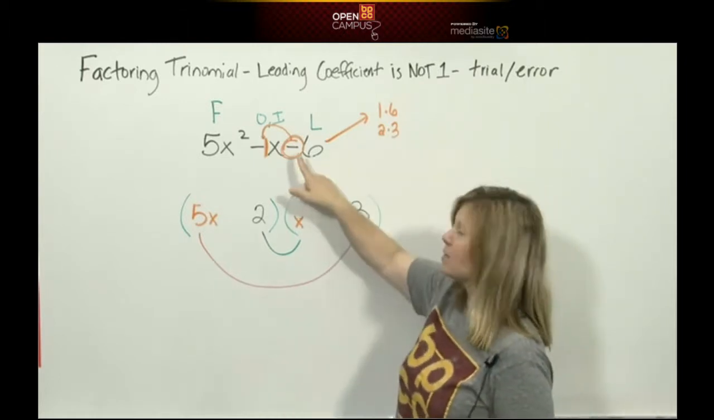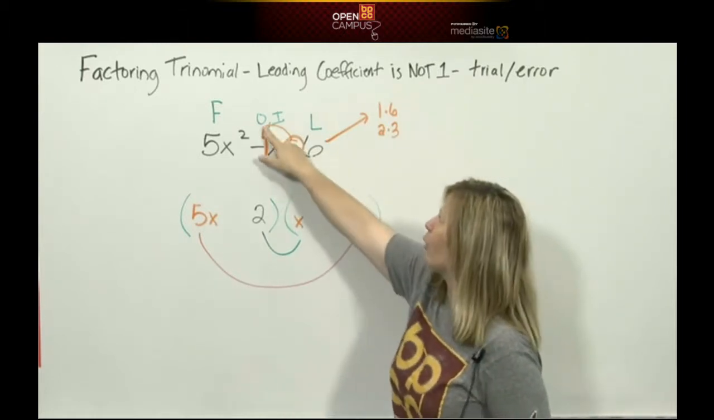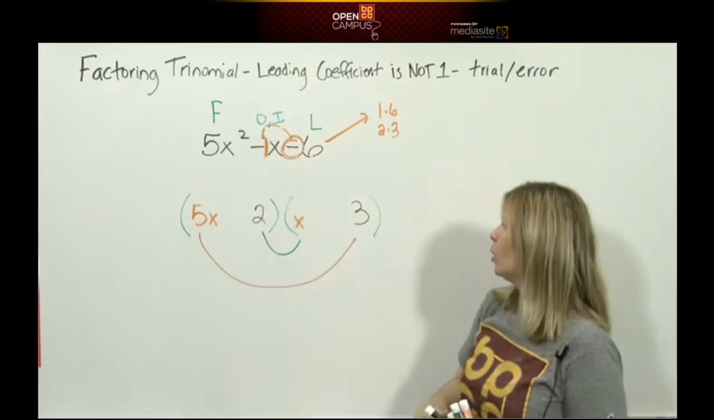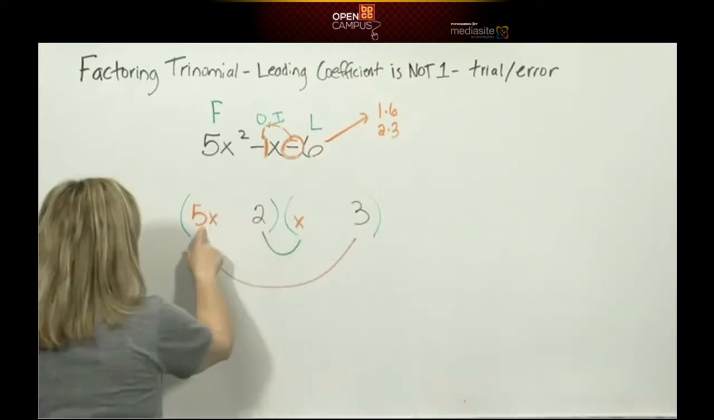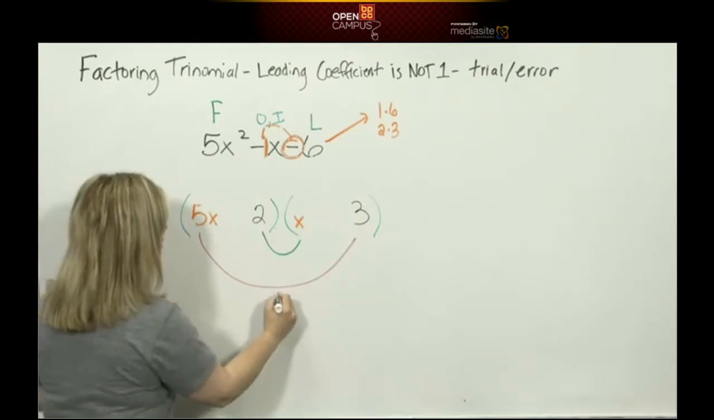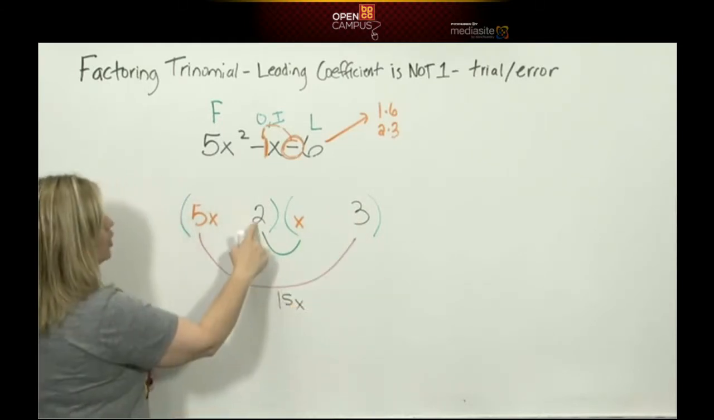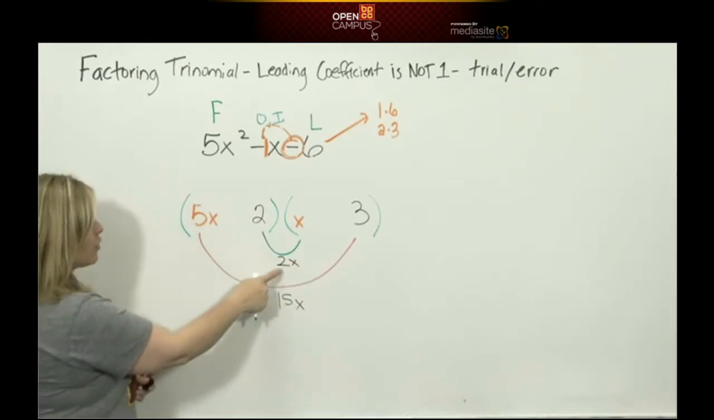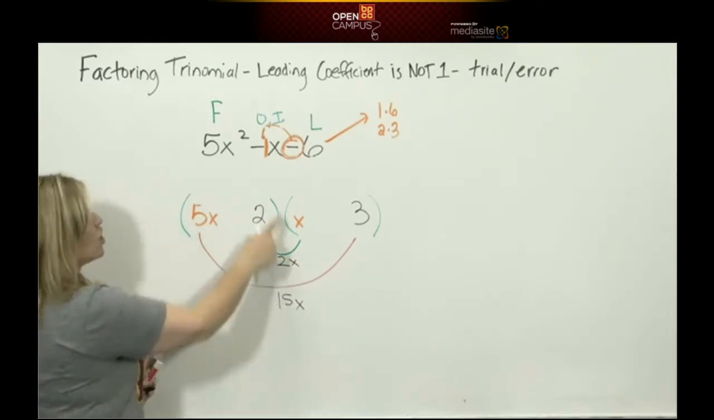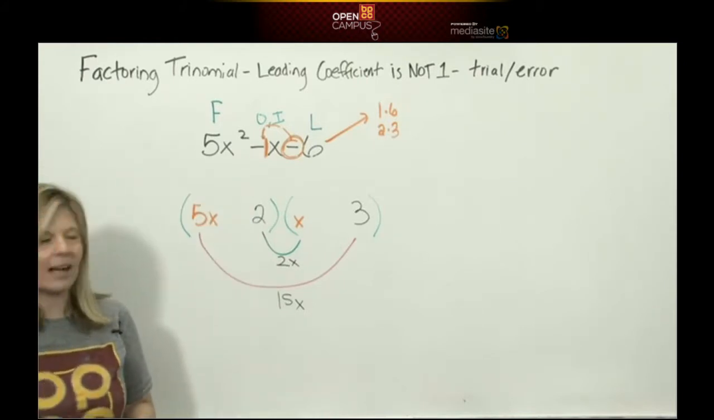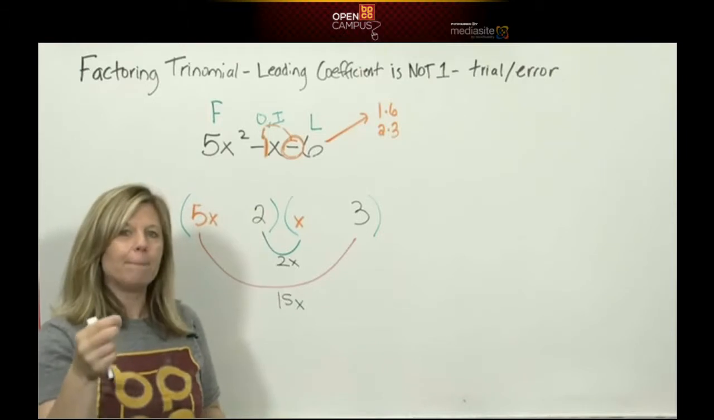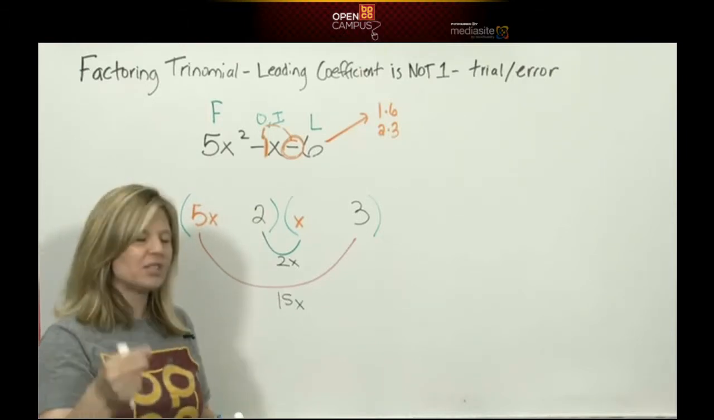But this says, specifically says, we want the outers and the inners to subtract to make negative 1. Well, if you check your outers, 5x times 3 is 15x. 2 times x is 2x. And if you subtract 2x and 15x, you will not get negative 1x. So that tells you this 2 and 3 may not be in the correct position.